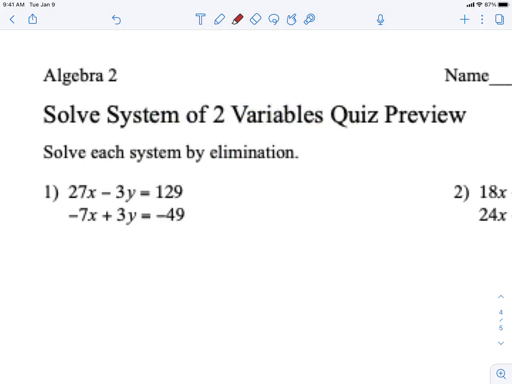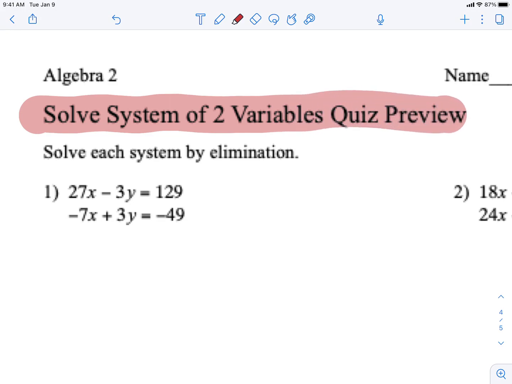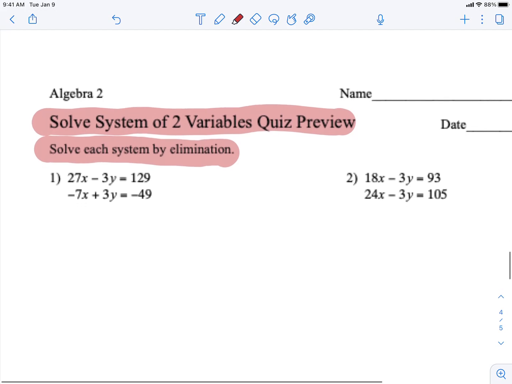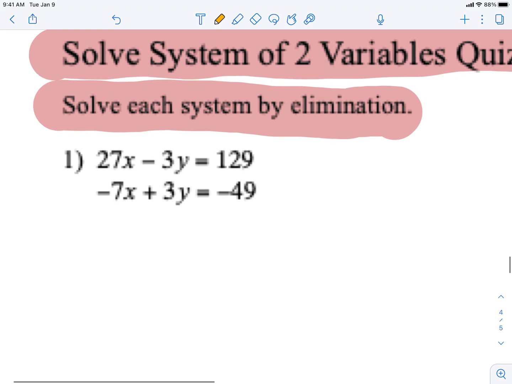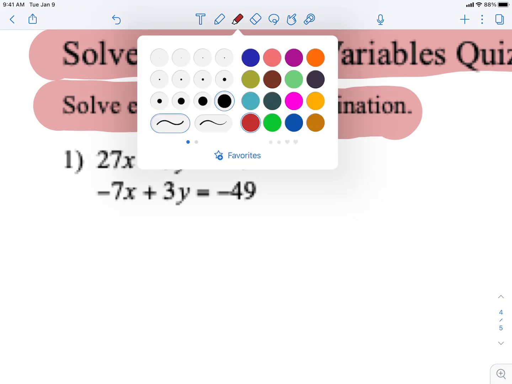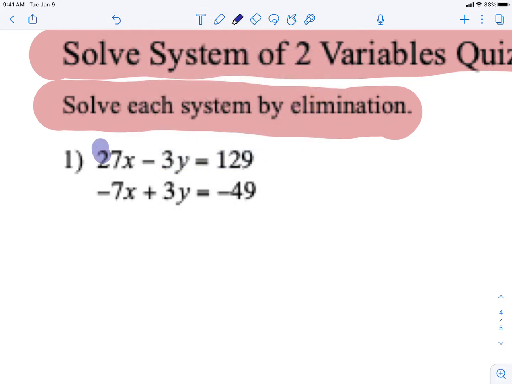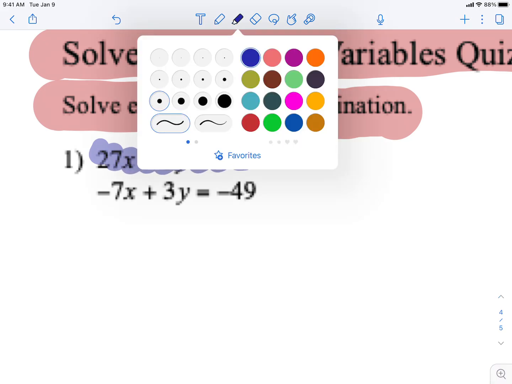So this assignment is called Solve System of Two Variables Quiz Preview, right? We're going to get ready to take the quiz for the system of two variables. We're going to solve each system here by elimination, so we have to follow the instructions of elimination, right? As always, like you all know, I like to highlight each equation a different color, right?